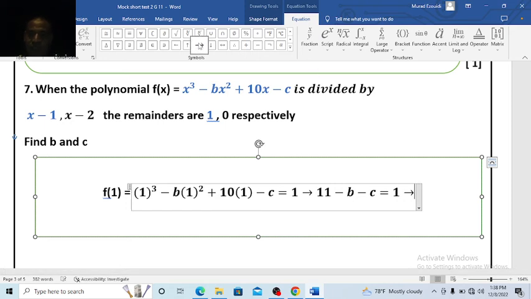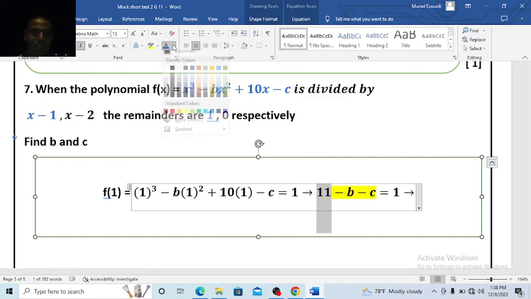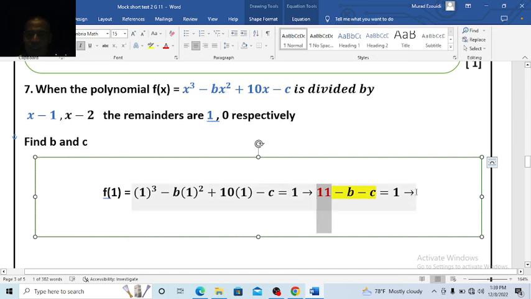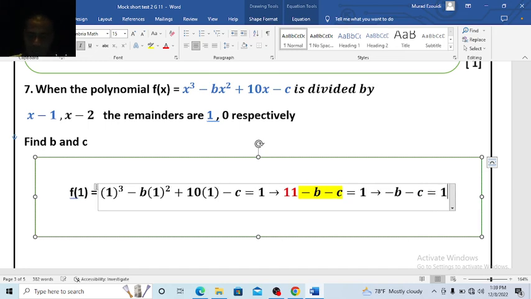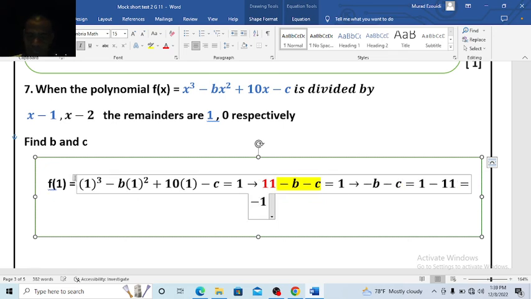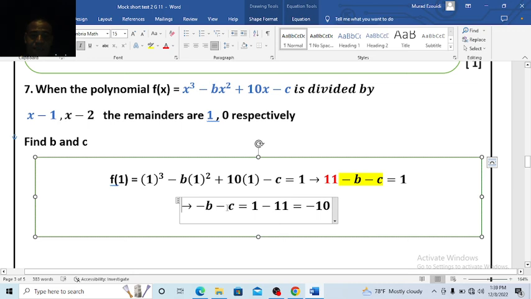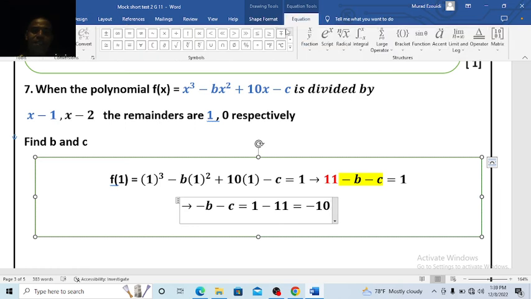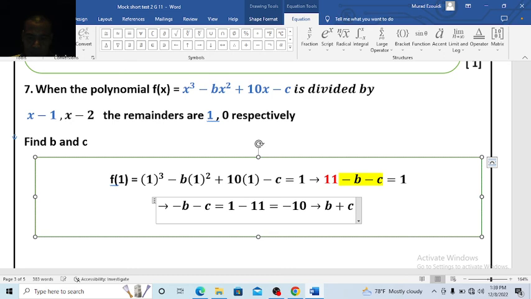Therefore, I will keep minus b minus c on the left hand side, no change, but I should move the 11 to the right hand side. So minus b minus c equals 1 minus 11, which is negative 10. Therefore, minus b minus c equals negative 10, which means b plus c is equal to 10.